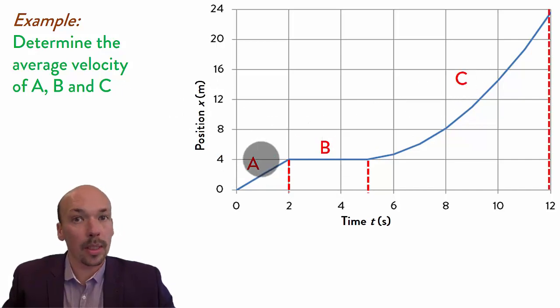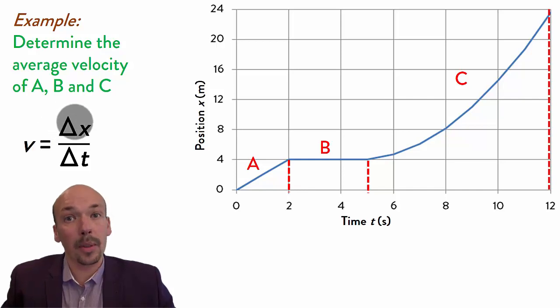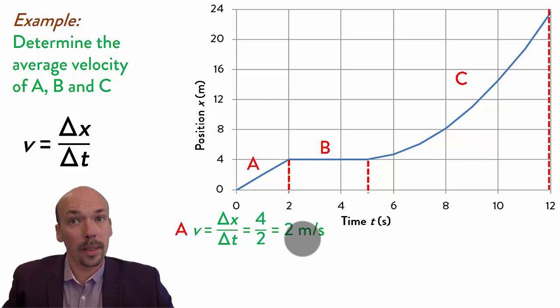We will start with motion A, and we will use this equation. We have the velocity, and we divide the displacement by the time. So we need to get that information. Well, the displacement is given here. It goes from 0 to 4, so the displacement is 4 meters, and the time goes from 0 to 2, so that's 2 seconds. We divide them and we have 2 meters per second. So the average velocity of this motion is 2 meters per second.